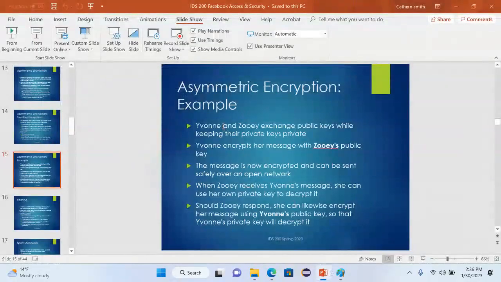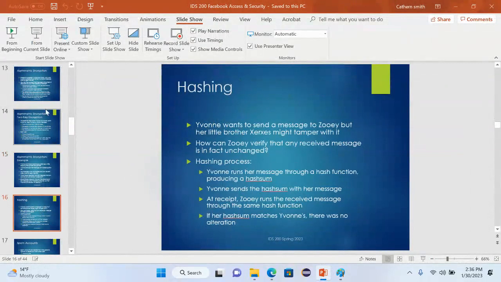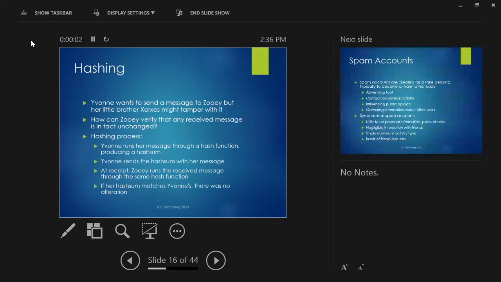All right. Now, next thing, hashing. So Yvonne wants to send a message to Zoe, but she's worried that her brother Xerxes might tamper with it. So Xerxes is not going to be able to read the message, right? Because it's been encrypted, but he could still mess with some of the data in the message. He could capture it somehow, alter it a little bit, then forward it out with unpredictable results. So, question, how can Zoe verify that any received message is in fact unchanged?